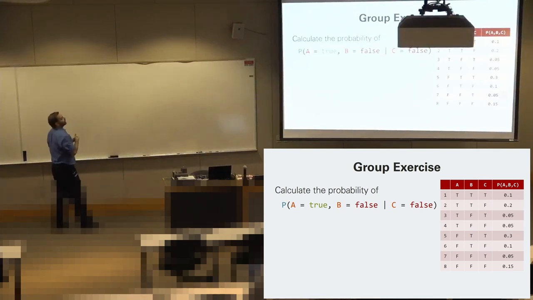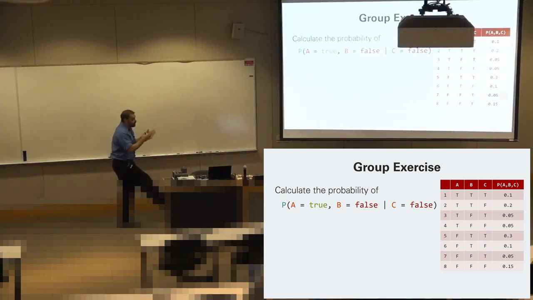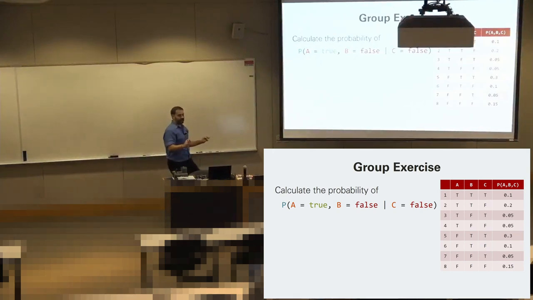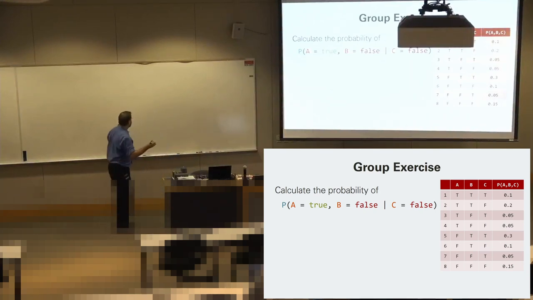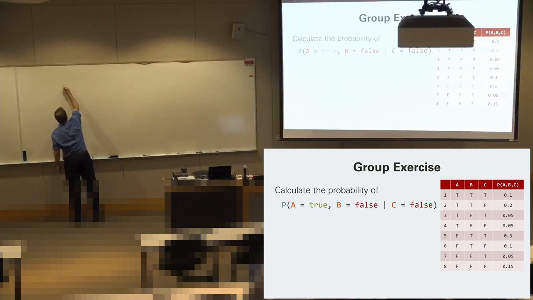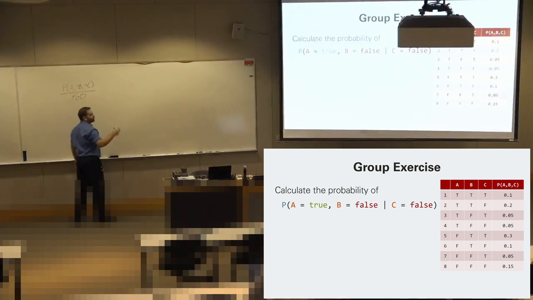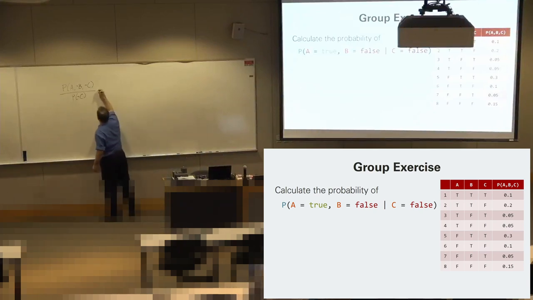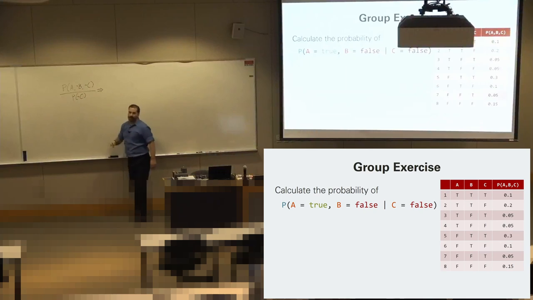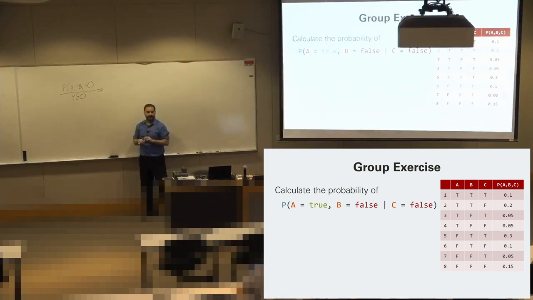So, I have the probability of A being true, B being false, C being false, or given that I have seen that C is false. Well, again, we map that out: A is true, B is not true, C is not true, over the probability that C is not true. Okay, let's focus on our numerator first. What is the probability of A true, B, C not true?